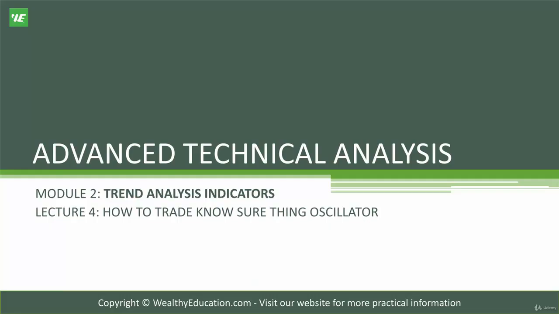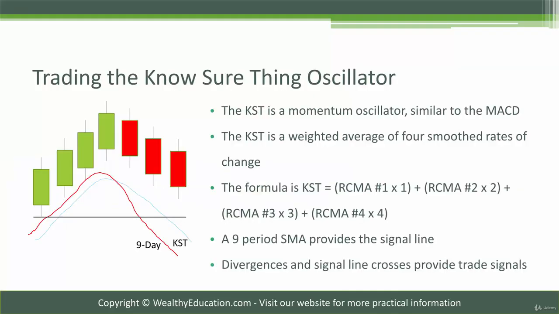Today we're going to be talking about the No Sure Thing oscillator. This is our fourth video in our trend analysis indicators. You'll see that the No Sure Thing oscillator, or the KST, is a momentum oscillator very similar to the MACD, or the Moving Average Convergence Divergence indicator.